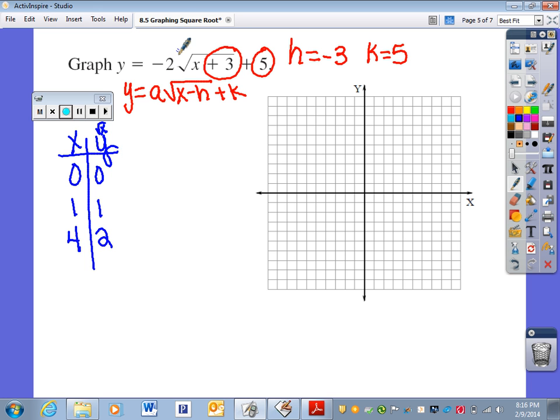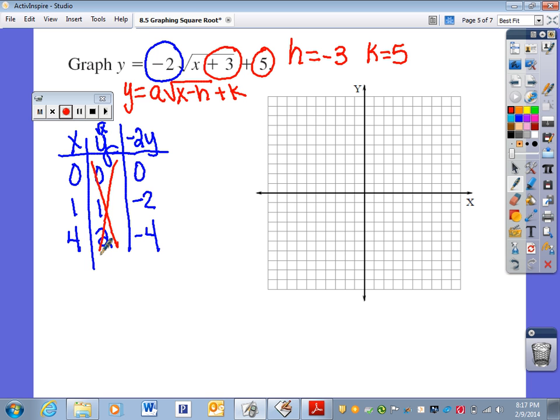Well, what we need to do now, since our a, our leading coefficient, is not 1, is add that third column. So we want to take that -2 times our y column. So that's going to be 0, -2, -4. What happens then is, because it is changed and there is a negative, that is going to be reflected, and it's also going to do our stretch transformation.